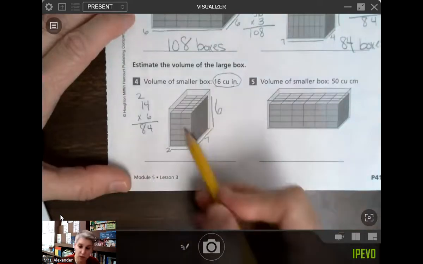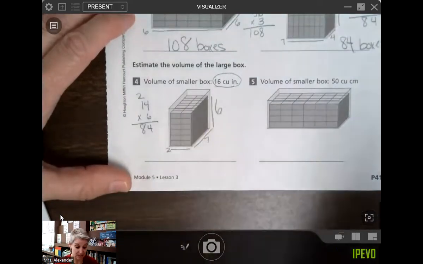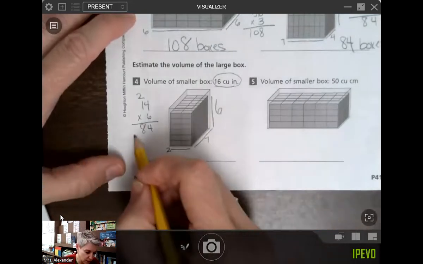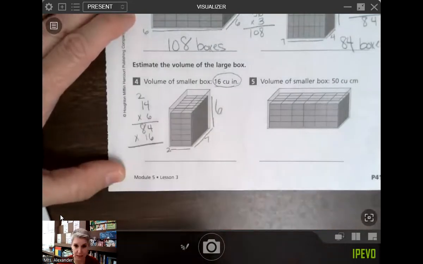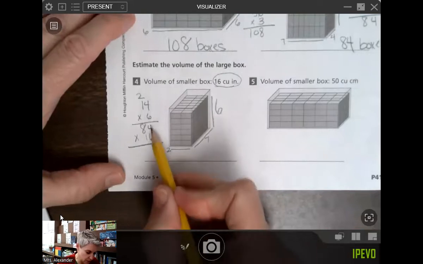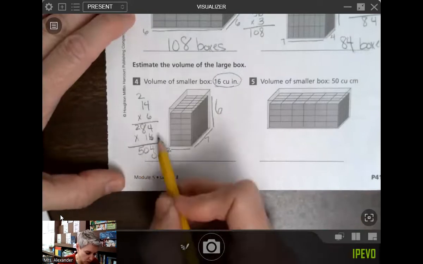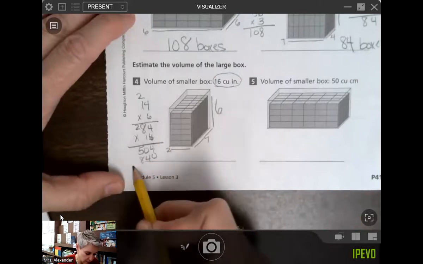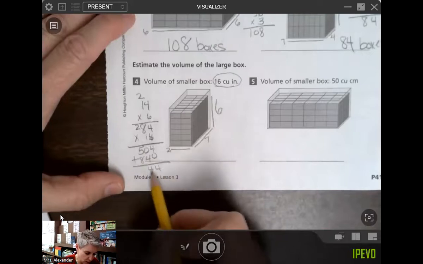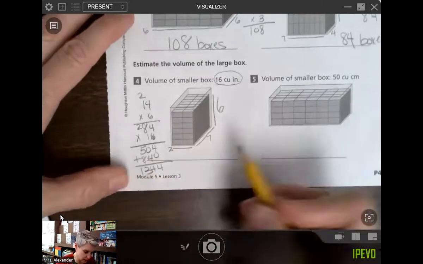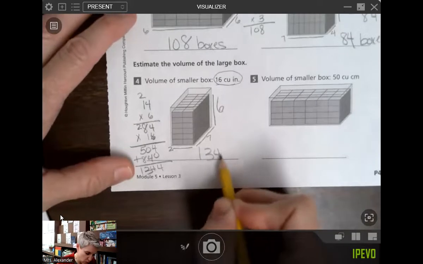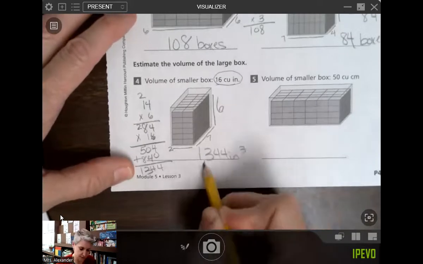So there are 84 smaller boxes, but each of them is 16 cubic inches. So I have to do one more step and multiply by 16. 6 times 4 is 24. 6 times 8 is 48. Plus 2 is 50. 0 placeholder, 4, 8. And when I add, I hope I should get 1,344. Cubic inches.